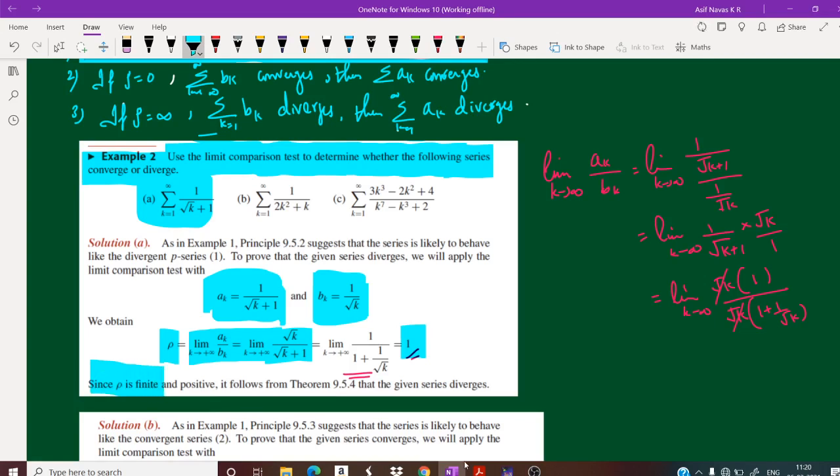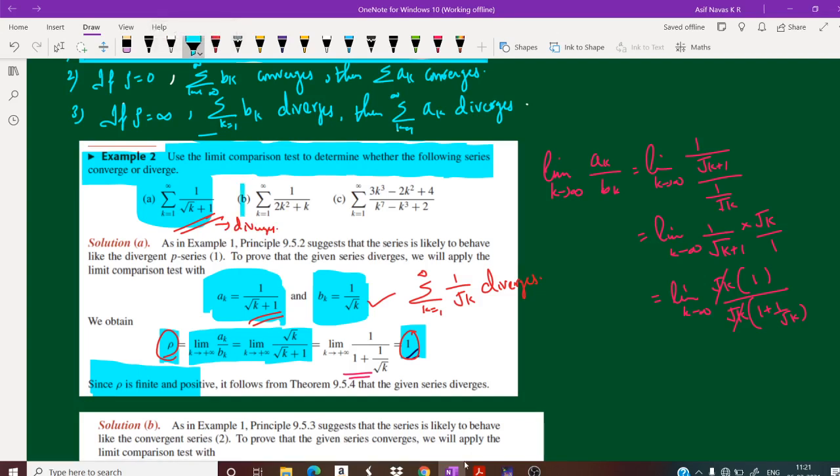So rho is finite and positive. So rho is finite, then we know that both series converge or diverge simultaneously. Here we already know about the series sigma k equal to 1 to infinity 1 by root k, this diverges, right? So if rho is finite, both converge or diverge simultaneously. So what can you tell about this series? This series diverges. Now any doubt, any doubt?